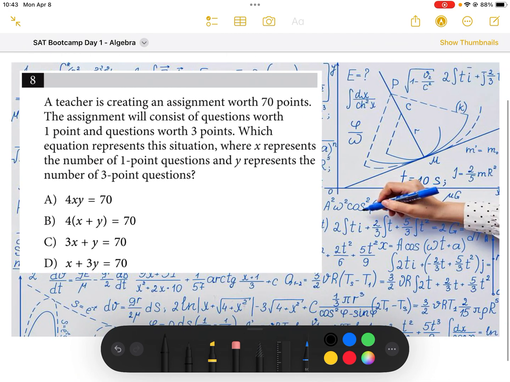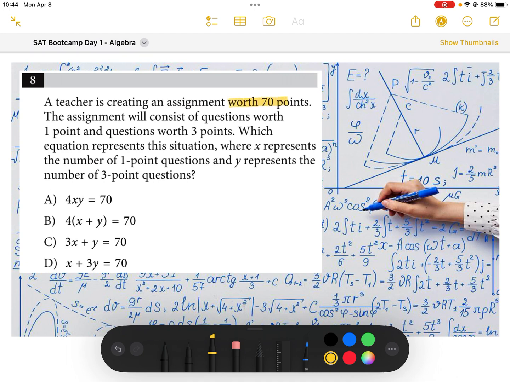Number 8, a teacher is creating an assignment worth 70 points. The assignment will consist of questions worth 1 point and questions worth 3 points. Which equation represents the situation, where x represents the number of 1-point questions and y represents the number of 3-point questions? A, 4xy equals 70. B, 4 times the quantity x plus y equals 70. C, 3x plus y equals 70. Or D, x plus 3y equals 70. So go ahead, take a moment and answer this question.